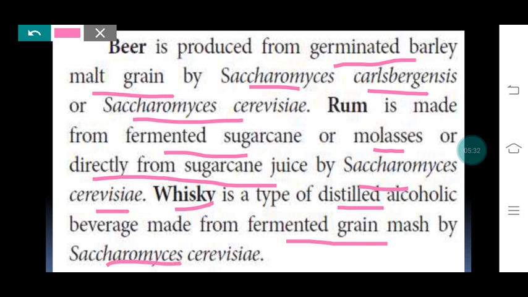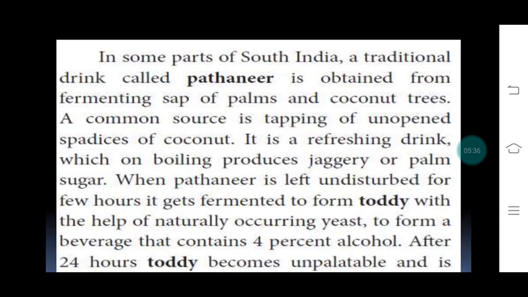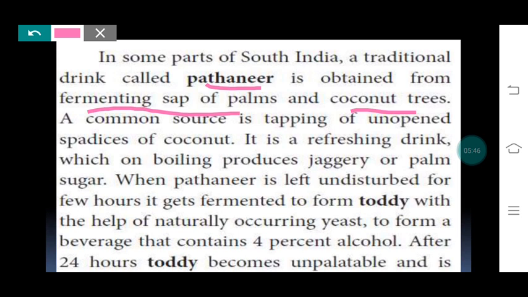So the next one is, in some parts of South India, a traditional drink called padanir is obtained from the fermented sap of palms as well as coconut trees. A common source is tapping the unopened spathe of a coconut, and it is a refreshing drink which on boiling produces jaggery, or you can use some palm sugar. You boil along with this, so you will have this padanir.